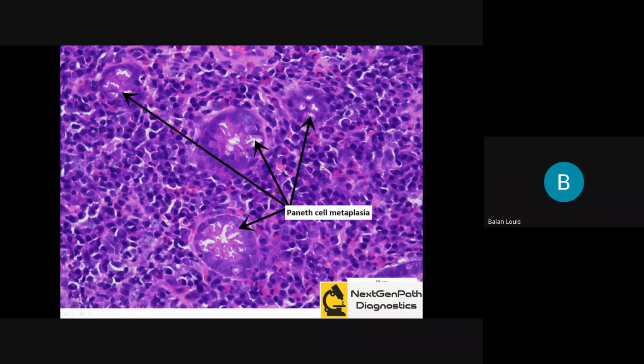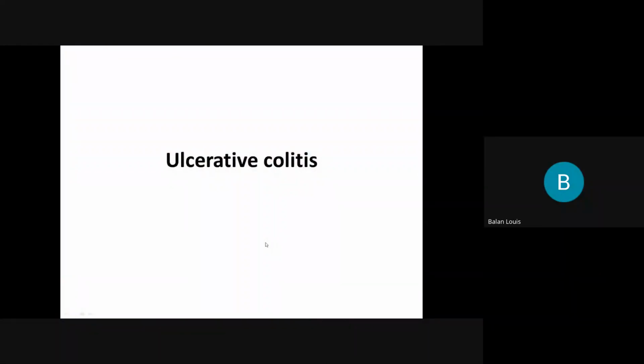Sometimes you may find, just like Barrett's in the esophagus, in the colon you may find Paneth cells. Paneth cells are supposed to be present in the small intestine and the proximal part of the large intestine, that is cecum and proximal portion of ascending colon. If this is left colon, normally Paneth cells are not supposed to be present. So this is a case of Paneth cell metaplasia, indicates chronicity, a typical case of ulcerative colitis.